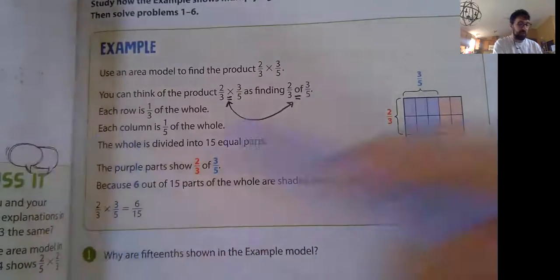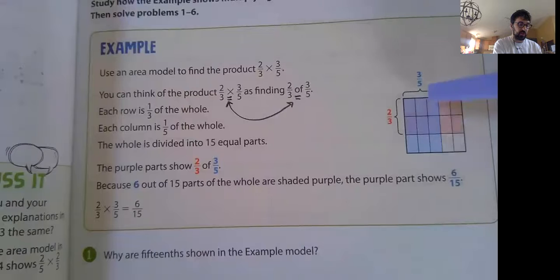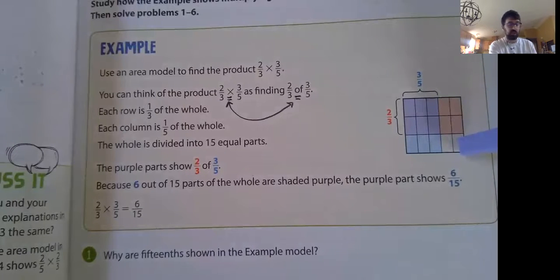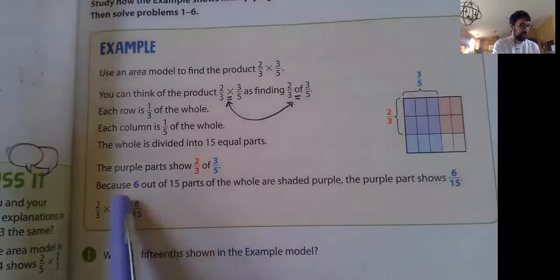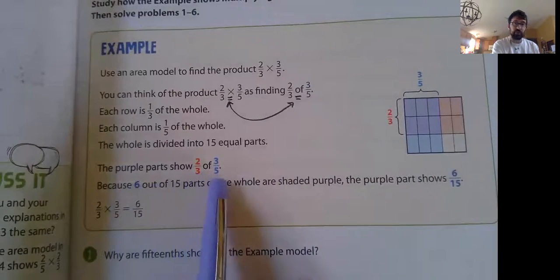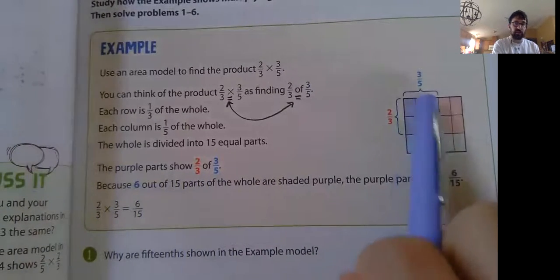Each column is 1/5. Again, we have 1, 2, 3, 4, 5, right? Those columns are each 1/5, but we're going to represent 3/5. So that's why we have 3/5. That means all of these would be blue if we didn't have this. When we have both of them, these colors essentially merge, if you're mixing colors, and they create this new color, which is showing the actual value. Yep. The purple part shows 2/3 of 3/5. This is 2/3 of 3/5.